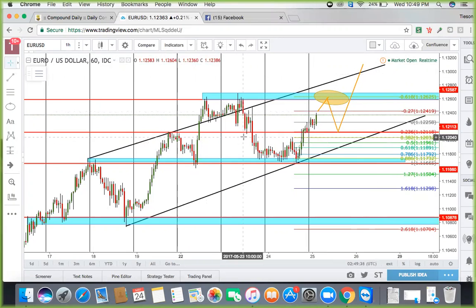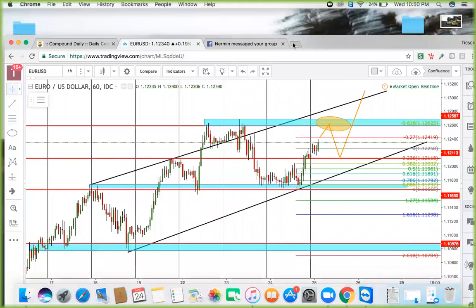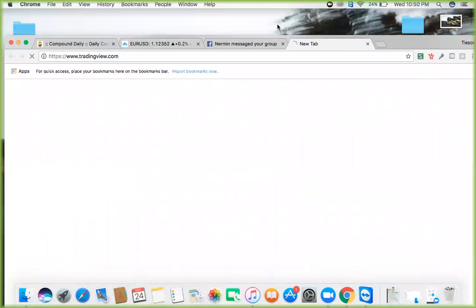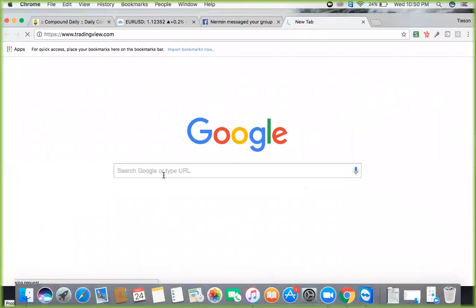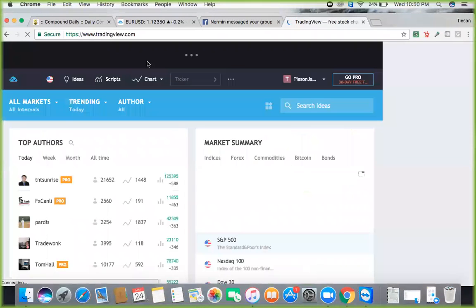I'll leave this markup up for you guys, so that next week we can come back to it sometime and see how the week played out. But this is what I'm looking for tonight for Euro USD. And next I will do USD JPY. TradingView. All right. And then let's do USD JPY.